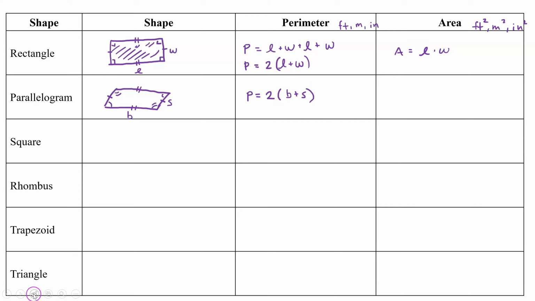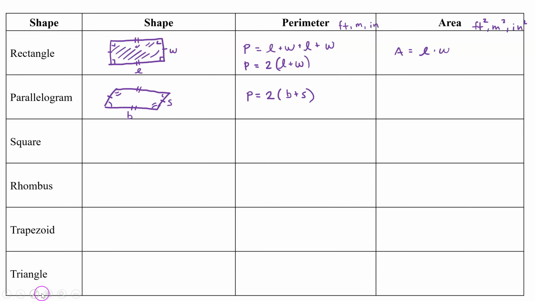Now the area is where it gets a little bit different, and I want to just change my color so that we can see this very clearly. Okay, so for area, it's not simply base times side. What we need to do is drop a line down so that it's perpendicular, or makes a right angle right here. And we're going to call this H for height. Sometimes it's called the altitude.